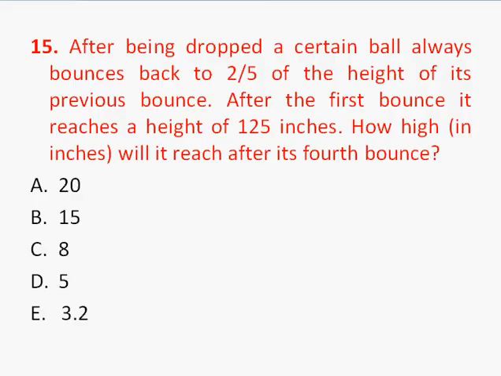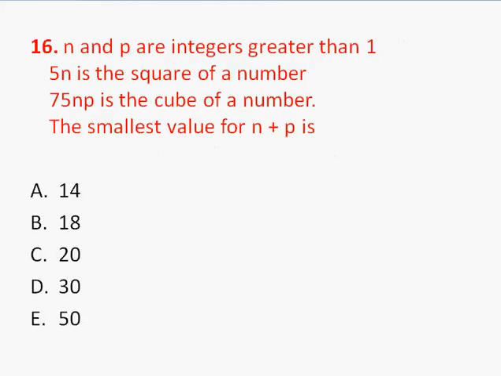Alright, now we'll move to the next question. N and p are integers greater than 1. 5n is the square of a number and 75np is the cube of a number. The smallest value for n plus p is? Many people leave this question and don't attempt it. I have no idea why, because this question is very easy. n and p are given to be greater than 1. Do it step by step.